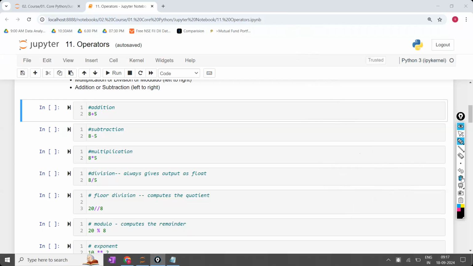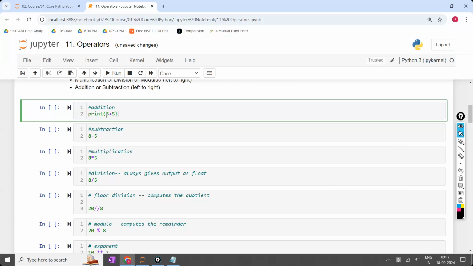Now, here 8 plus 5. Sir, for 8 plus 5 you are not writing the print also. Why are you not writing even the print? For example, if I write the print, inside the print it is going to have the 8 plus 5. First the inner bracket will be executed, that is 8 plus 5. 8 plus 5 means 13. Print 13 means 13 will be printed.